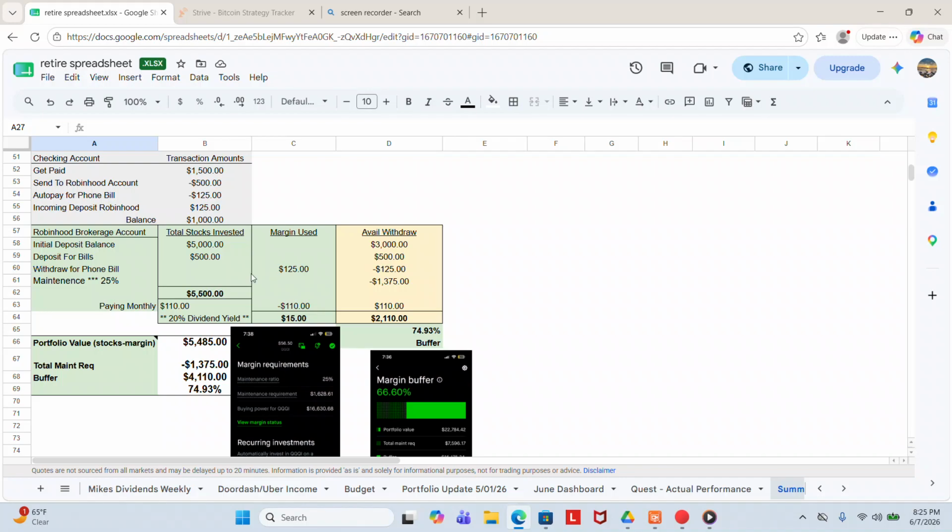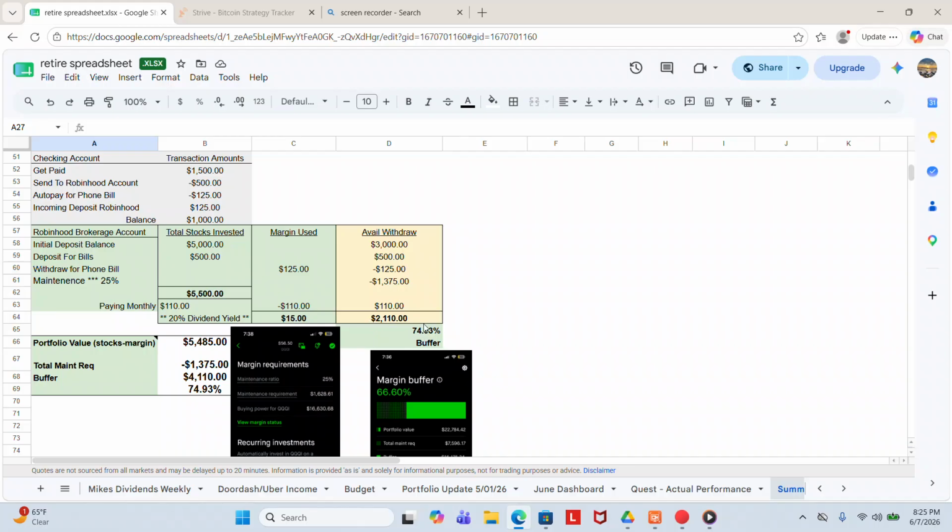Okay, so there's also what's called the margin maintenance. Margin maintenance is a minimum amount that Robinhood wants you to also keep in the account that's not available for withdrawal. So technically, on $5,500 in this case, after the dividends have been paid, you will have $2,110 available to withdraw for your bills.